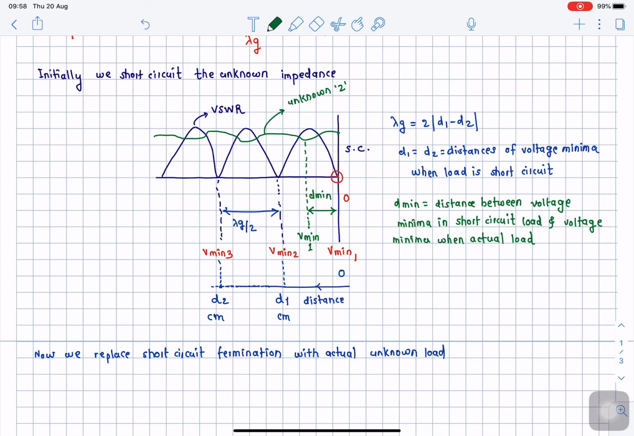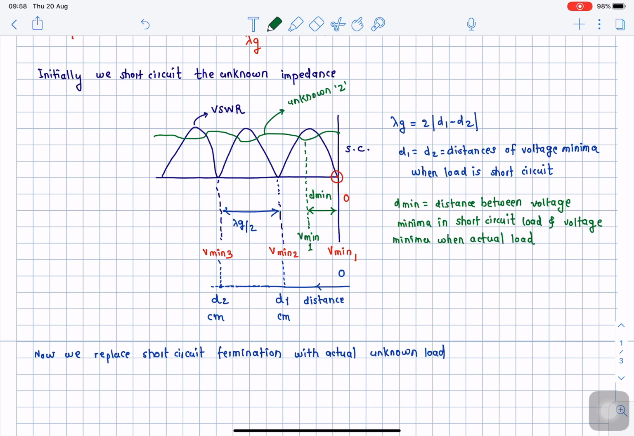Okay, so please remember D minimum is the distance of two voltage minima. The first voltage minimum is obtained during the short circuit condition, and the second voltage minimum is obtained when the short circuit is replaced with the actual load. So that D minimum we will get. This D minimum is the distance between the voltage minima in the short circuit configuration subtracted from the voltage minima distance of the actual load replacement condition, and we can measure this particular D minimum.